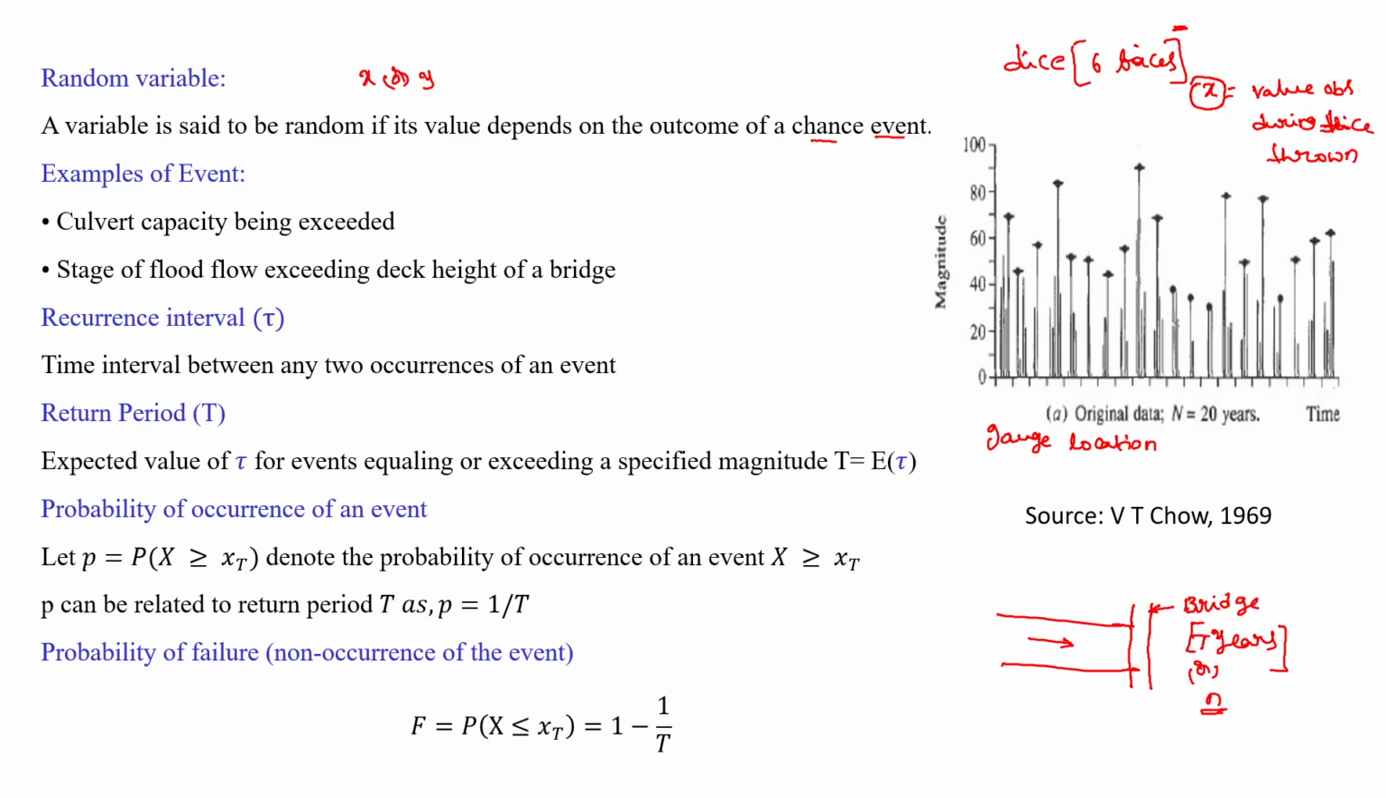This is the general example. Let's discuss our hydrology here. Suppose our purpose is to design a bridge or a culvert which should serve the purpose. It means that the bridge or culvert should not be overflowed or flooded. So what are the examples of events? Culvert capacity being exceeded, or stage of flood flow exceeding the deck height. If these two are observed, then we say that an event has happened.